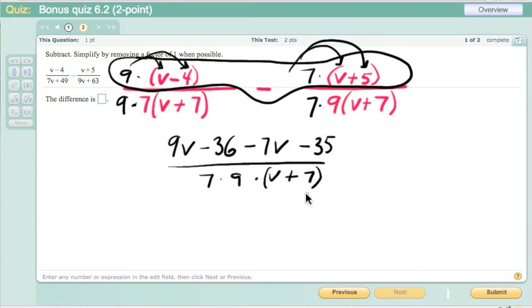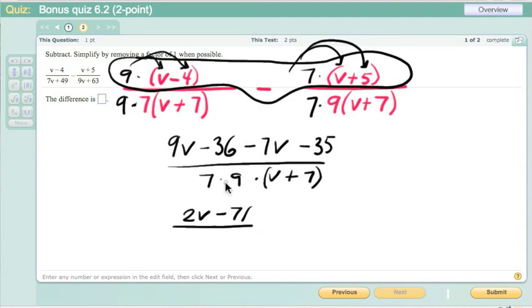Now some of you will be tempted to cancel here, and you can't because, yes, you have all multiplication in the bottom, but in the top you certainly don't. Let's continue on apace. We're going to combine like terms up here. 9v minus 7v is 2v, and minus 36 minus 35 is going to be minus 71. Wow, I was hoping we could factor this up here.